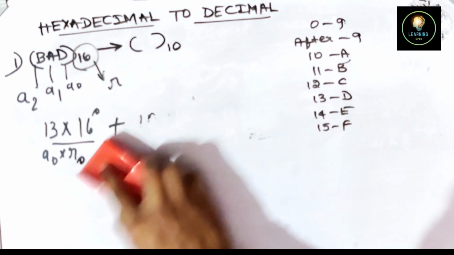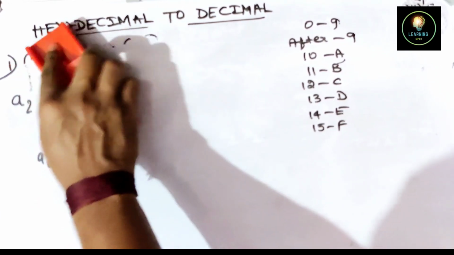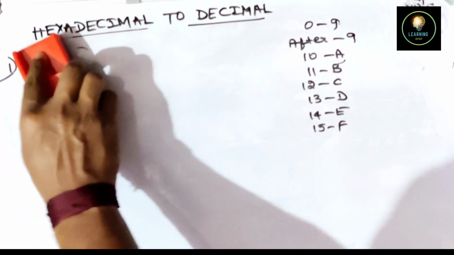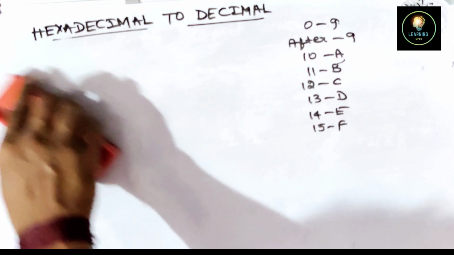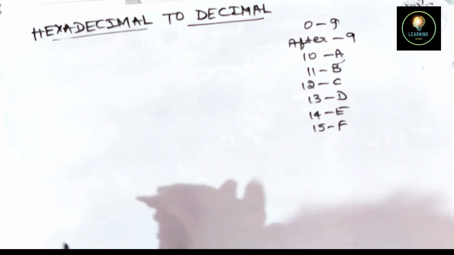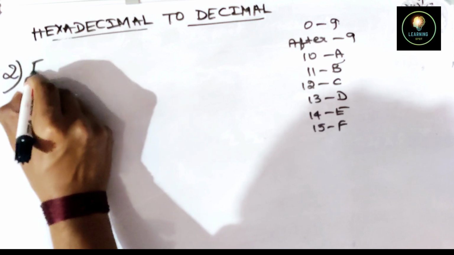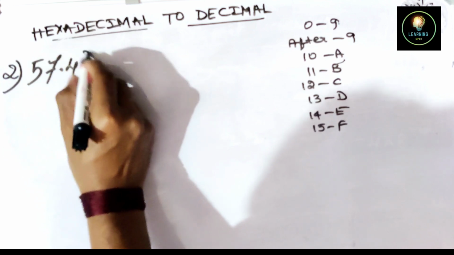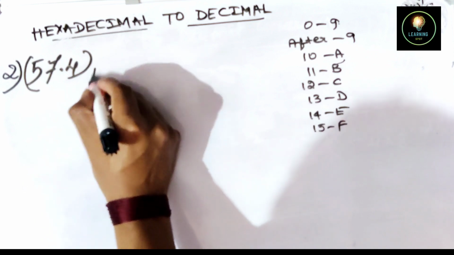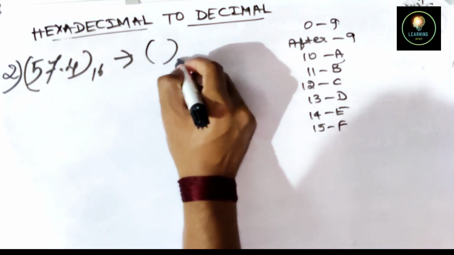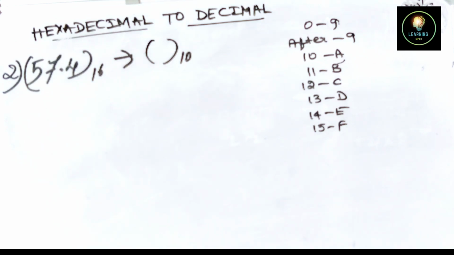This was the problem where a point was not there. We will solve another example where we will get digits after the decimal point. So, second problem, we have to convert 57.4, which is in hexadecimal, to decimal. How to convert this?